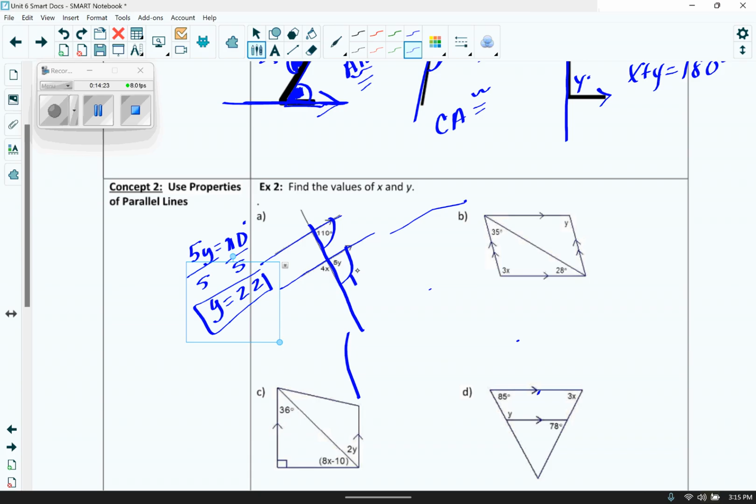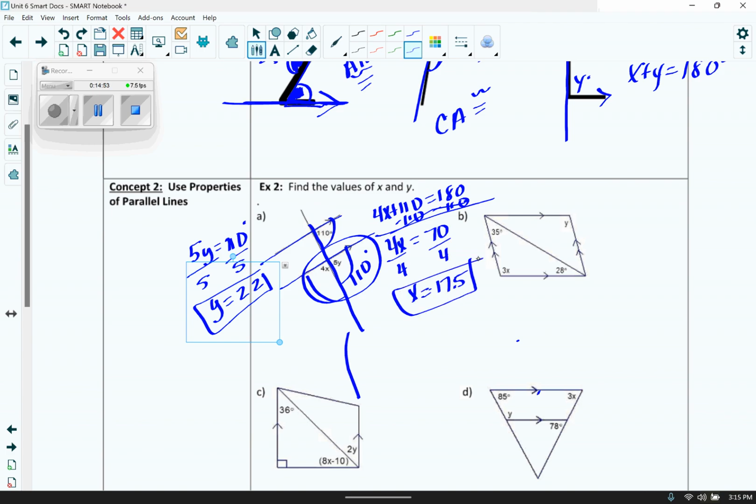So we know this is 110, but we know y is 22. Then I can find what x is as well, because I know that these two together make 180. So I could say 4x plus 110 equals 180. And we can solve for 4x: minus 110 minus 110 equals 70, and divide by 4. I think it's 17.5. I'm not sure. Double check my math.